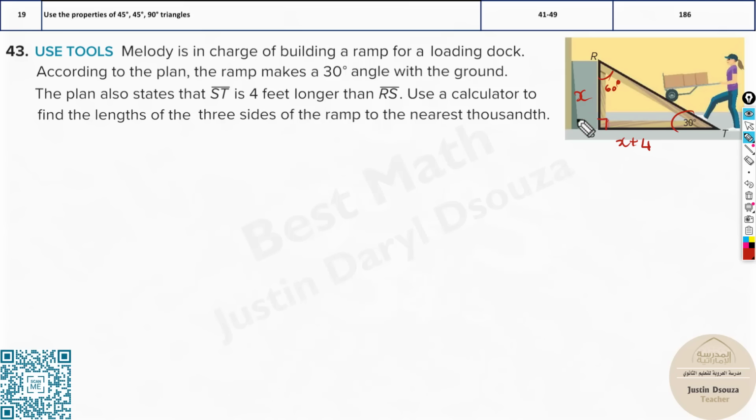Now here, what is the relationship? We have this RS to be the shorter side and this one is the longer side. This is 30, 60, 90. We know from the special triangle, L will be equal to square root 3 S. Now just substitute L and S. So L will be x plus 4, that is equal to square root 3 x. Now, how could we solve this? All you need to do is the square root 3, if you put in the calculator, you will get a value. It'll be more than 1 anyways. So what I'll do is I'll take this x to the other side. It'll be 4 is equal to square root 3 x minus x.